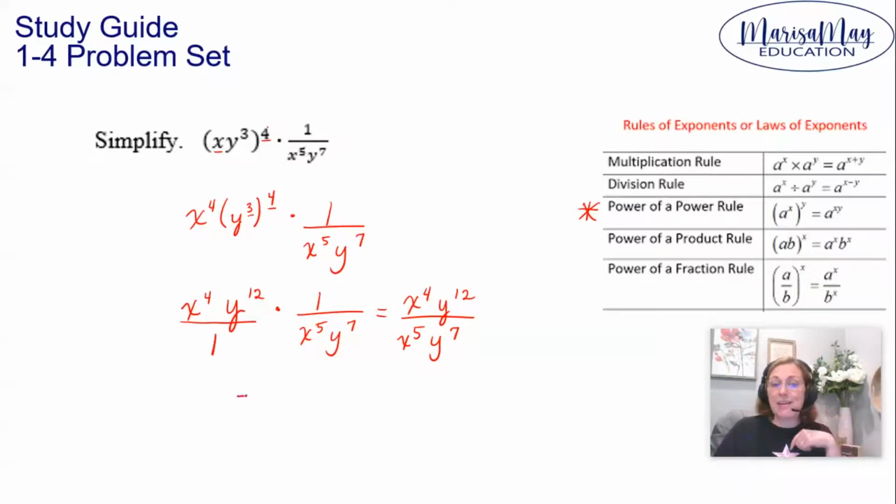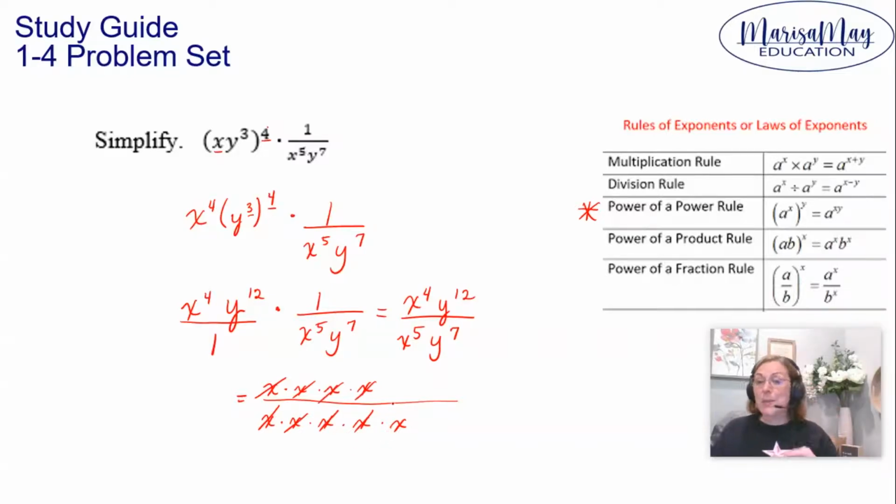You actually have x to the 4th. That means to write the x 4 times. 1, 2, 3, 4. And I'm going to do this with the x's, then I'm going to show you the y's. So on the bottom, you've got the x's, and you could write that 5 times because of the power of 5. Now, what's going to happen? See how these x's, one on top cancels with one on bottom, one on top, one on bottom, one on top, one on bottom, one on top, one on bottom. So you're left with just an x on the bottom.